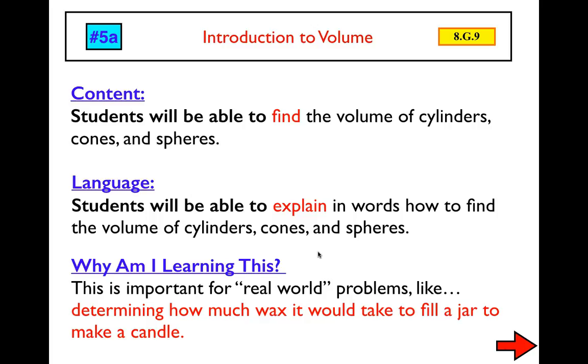Well, it's important for real-world problems like determining how much wax it would take to fill a jar to make a candle. So in this case, we're thinking that our jar is the shape of a cylinder.